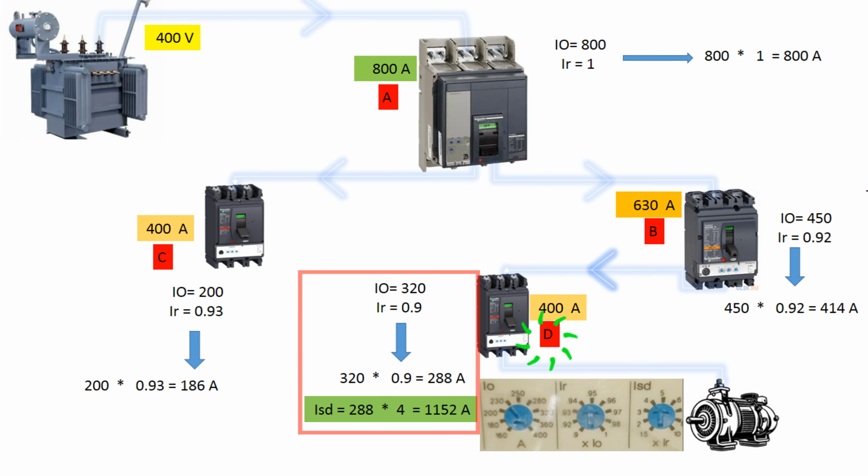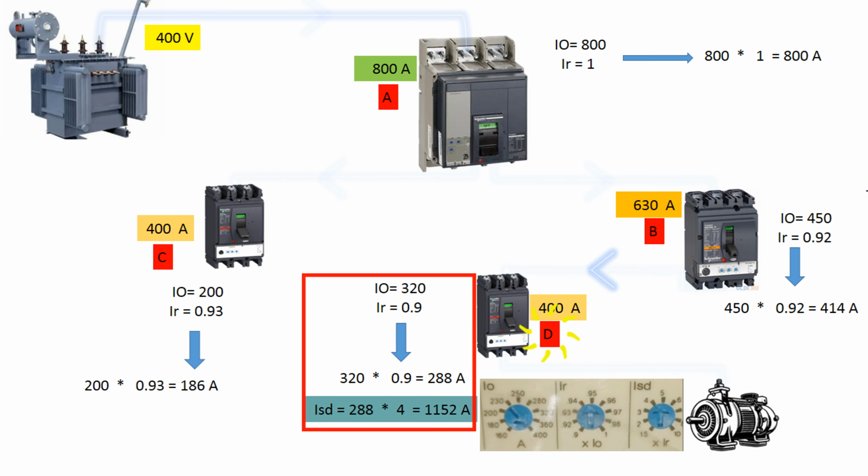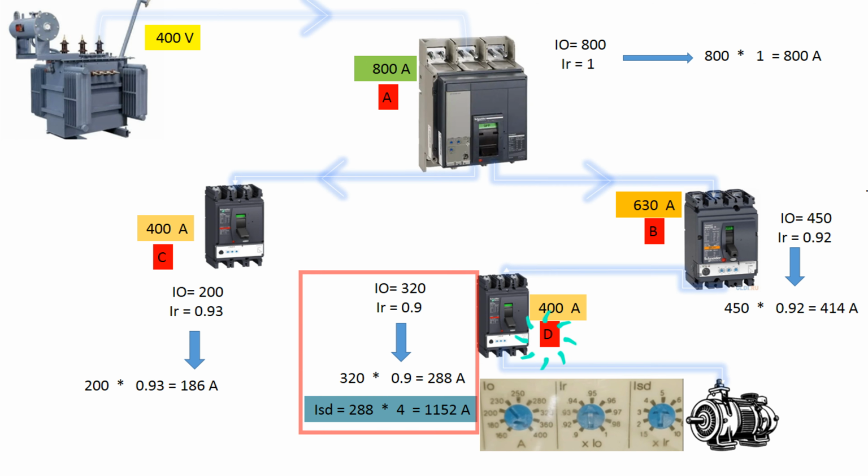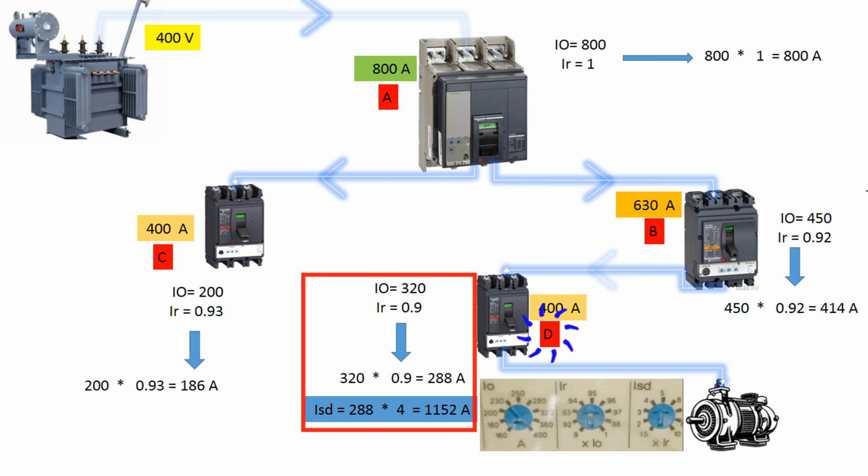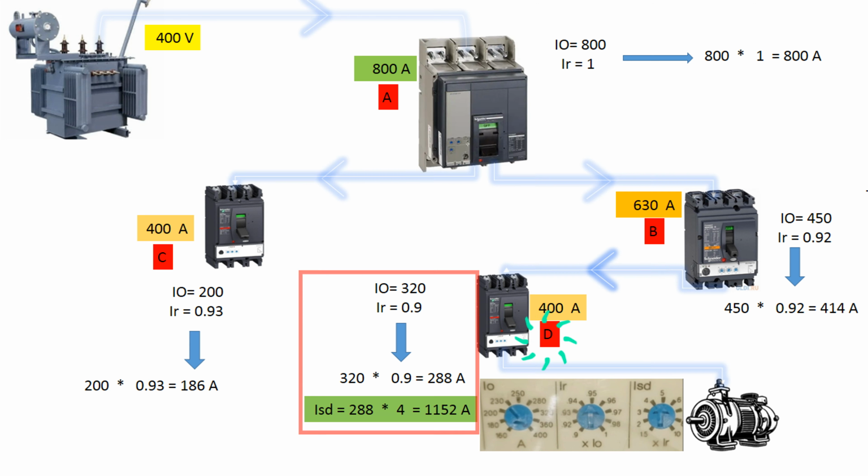Alright, now let's move on to the ISD calculations. As I mentioned earlier, we must start the ISD calculations from the lowest breaker, which in this case is breaker D. For breaker D, we had set the trip current at 288 amperes. To set the ISD range, we need to multiply 288 by 4. Where does this number 4 come from? Don't rush, there's a calculation behind it, and I'll explain it in detail shortly. Now, 288 multiplied by 4 equals 1152. The value 1152 amperes is the short circuit setting for breaker D.